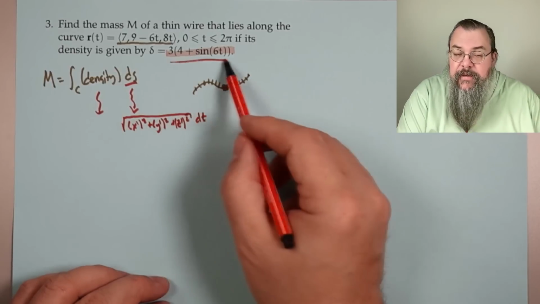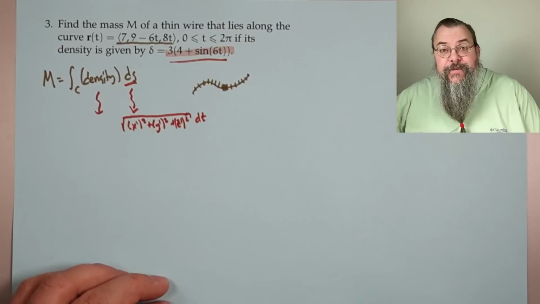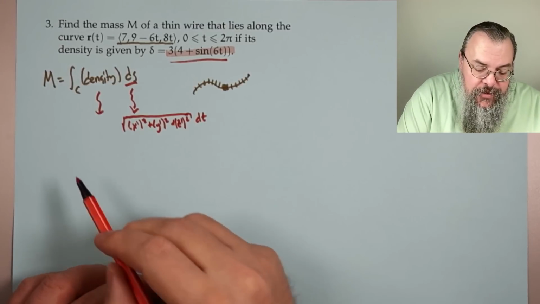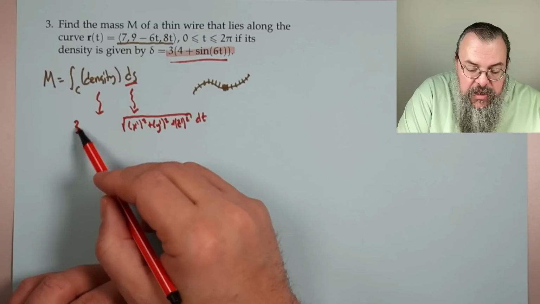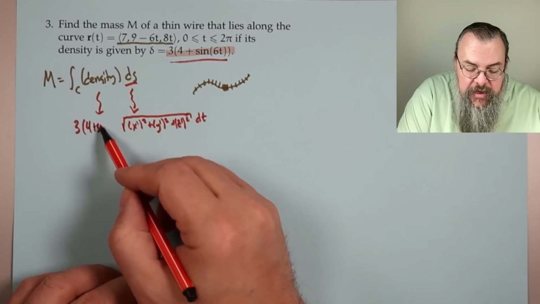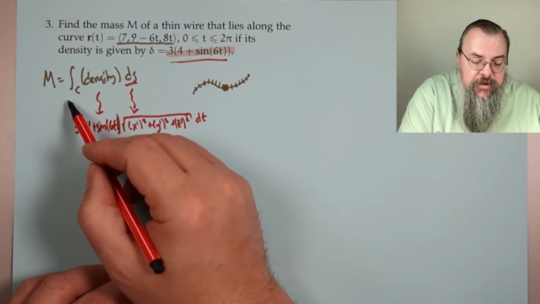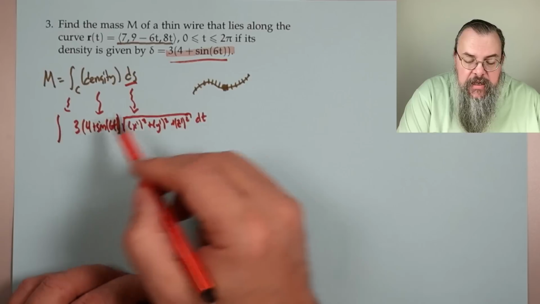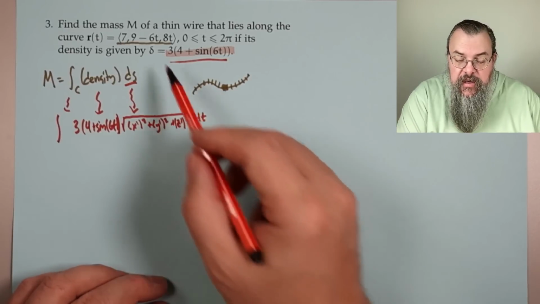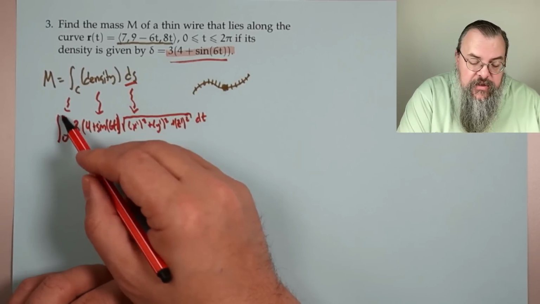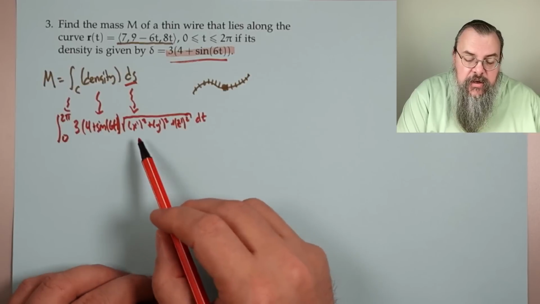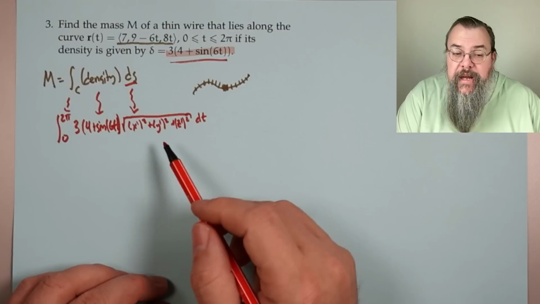All right, and then, what's your density? Well, it's what they gave us. We don't have to convert it to t. They already did the conversion for us. So it's 3 times 4 plus sine 6t. And then, of course, the integral, we now update because we put it all in terms of t. So the bounds go 0 to 2 pi.